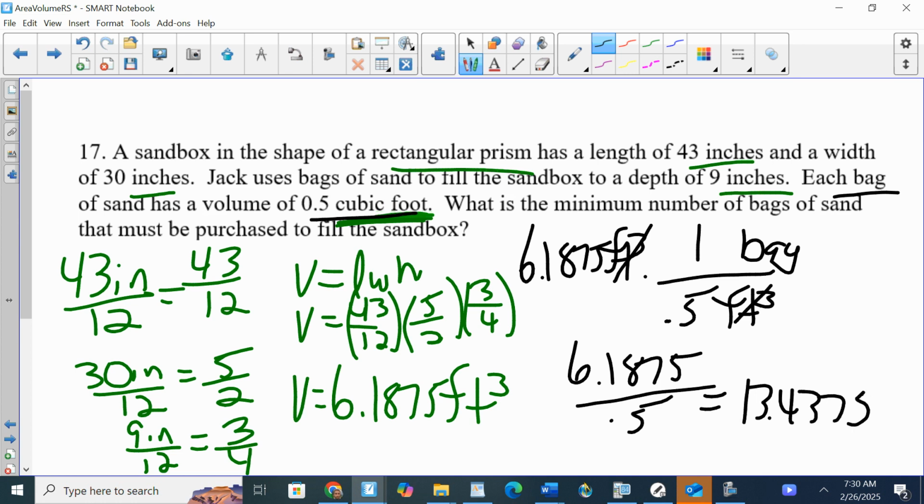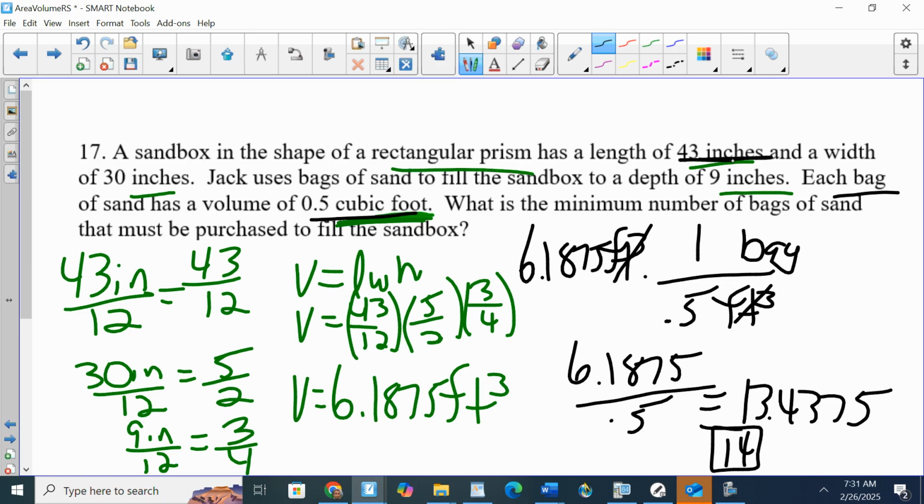That's the number of bags, but I can't go to Home Depot and ask for 0.4375 bags, so I need 14 bags. Even if it was 13.0000001, I would still need to go up to 14. 13 is not enough, 14 is. So when it comes to bags, you always go up to the next whole number. So convert first, and you have to just read carefully.